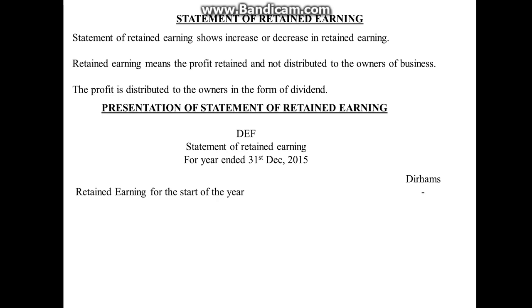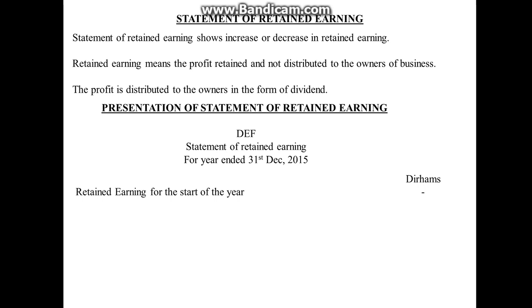The first thing is that you have to write the name of the company. As in our question, the name of the company is DEF Enterprise, so you will start with the name of the company, DEF. Then you are preparing the statement of retained earnings, so you write that over here, and then for the year ended 31st December 2015, as you have written in the income statement. So this is how you are going to start the statement of retained earnings. Then dirhams, you will make only one column over here for dirhams, and first you write retained earnings for the start of the year.